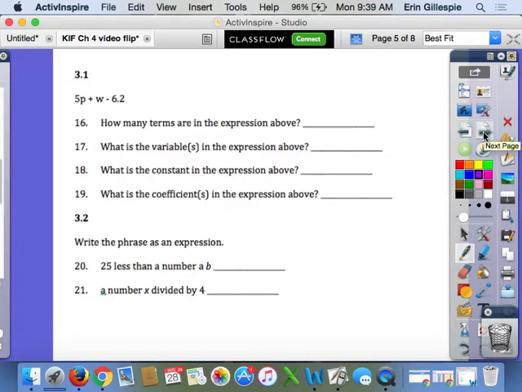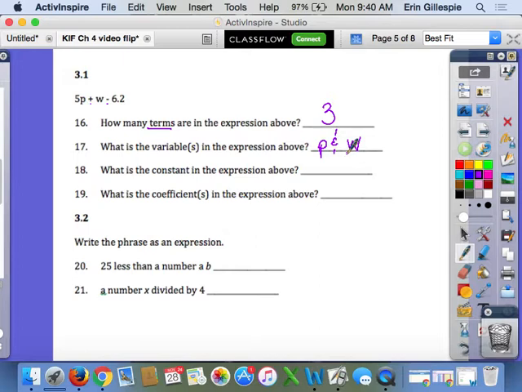All right, just some vocab, really, from chapter 3. So we have the expression 5p plus w minus 6 and 2/10. It says how many terms are in the expression above. There are 3 terms. Remember, terms are separated by plus and minus signs. So 5p is a term, w is a term, and 6.2 is a term. What's the variable or variables? That's why it's in parentheses there, because it could be more than one in the expression above. There's 2 variables. There's p and w are the variables.